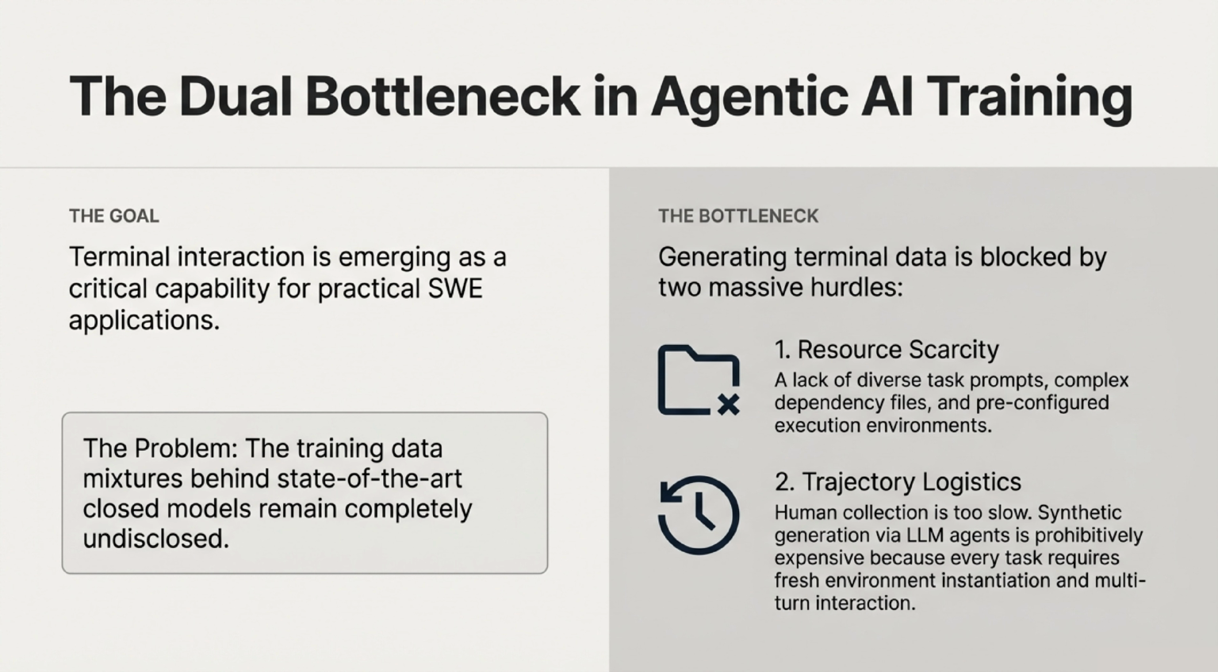Let's start with the core problem. As terminal interaction emerges as a critical capability for practical software engineering, training these agentic AIs is blocked by a dual bottleneck. First is resource scarcity. We simply lack diverse task prompts and pre-configured execution environments. Second is trajectory logistics. Human data collection is just too slow, and synthetic generation is incredibly expensive because instantiating a fresh environment for every multi-turn task takes too much time and compute.